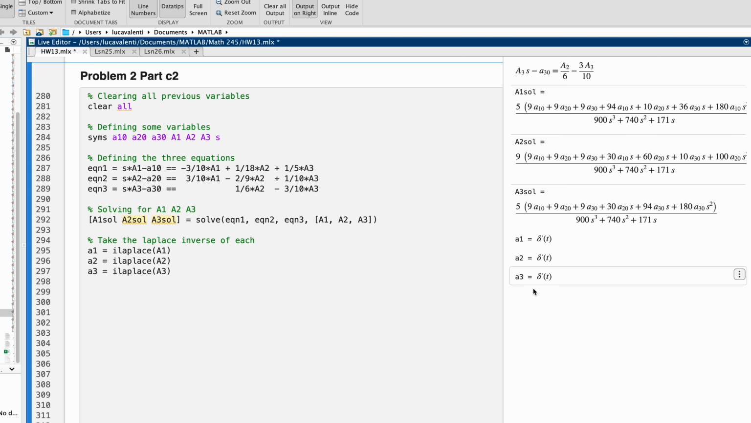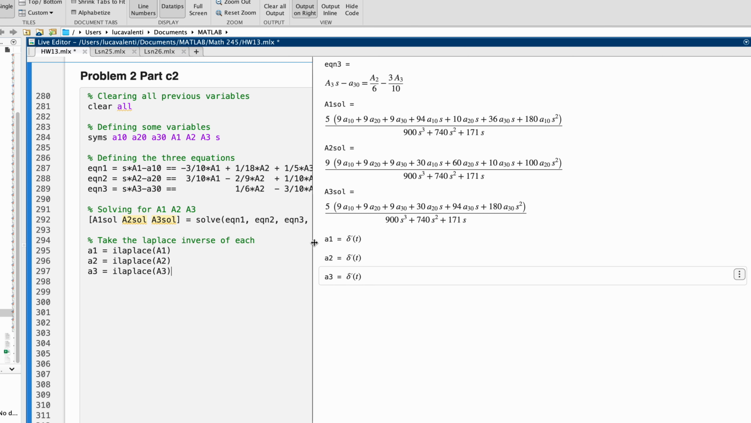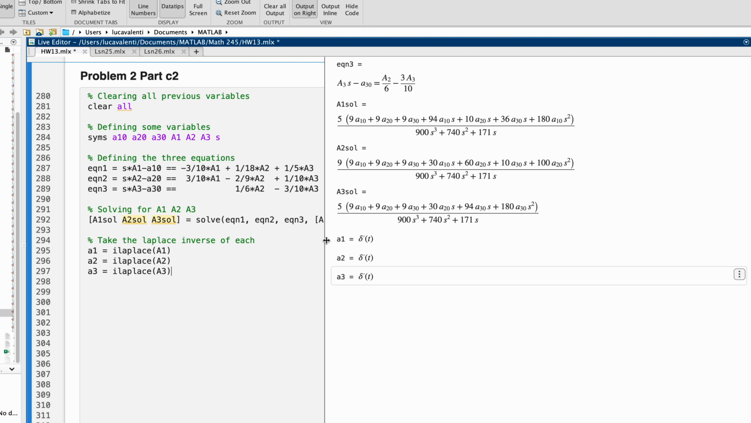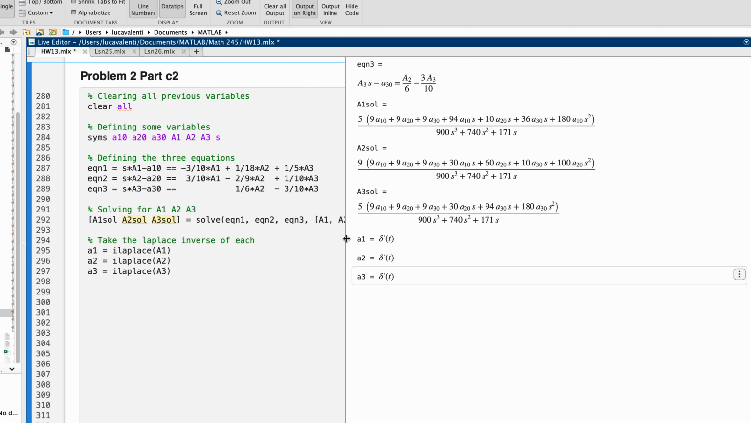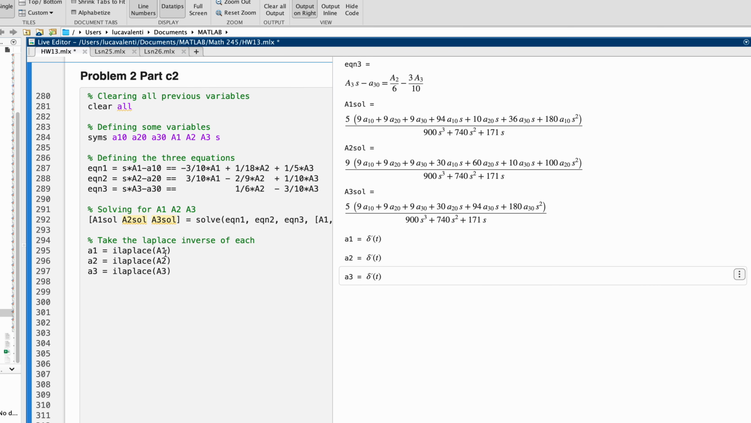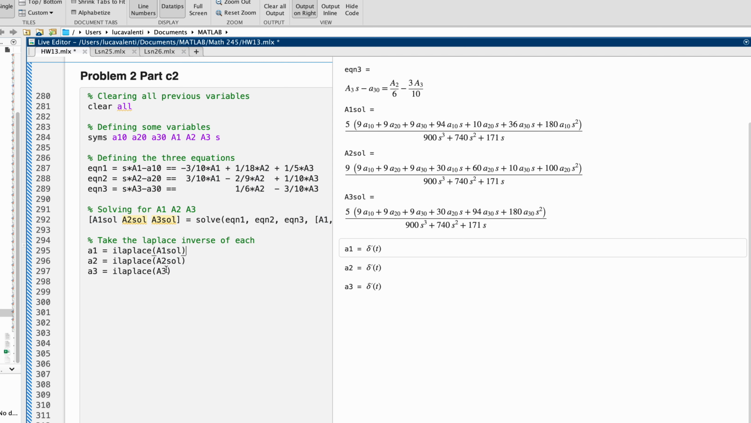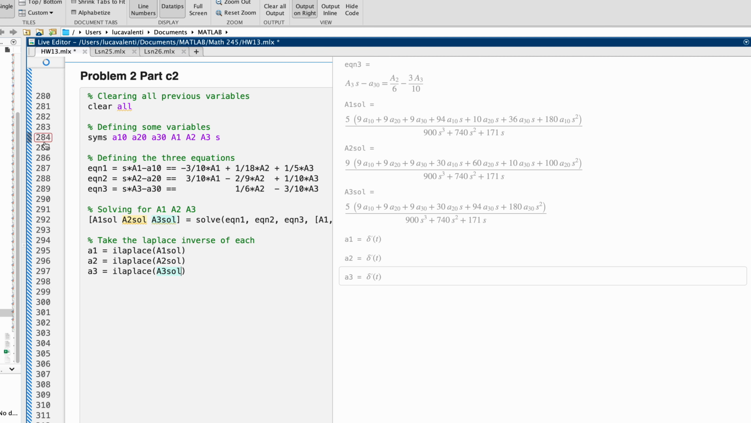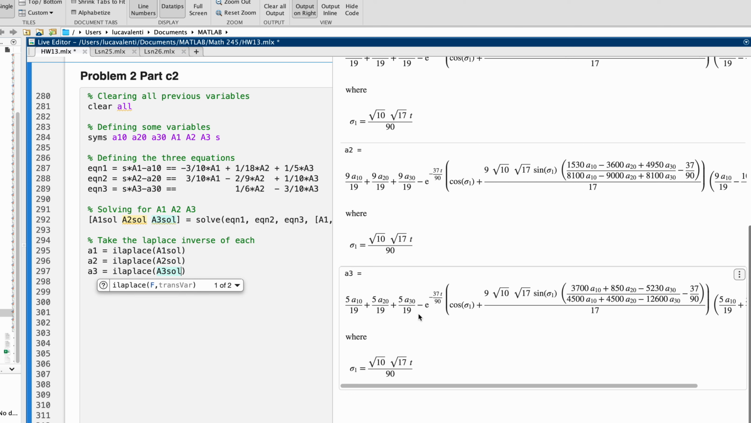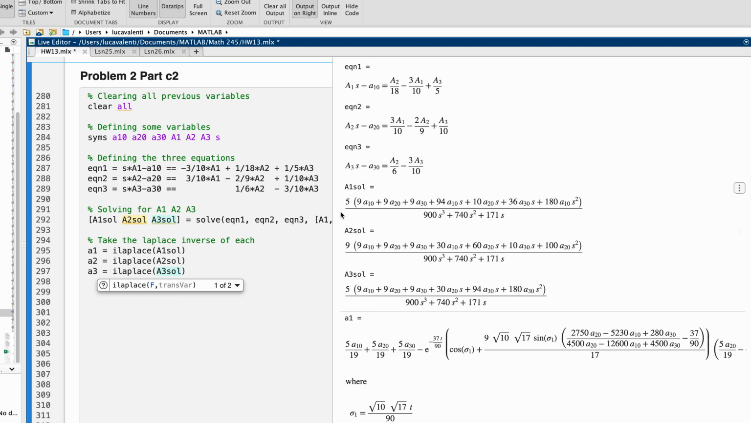And that's interesting. It won't do it. Well, because I wanted to do that to the sol. Sorry. Control Enter again. And the answers are big. We were expecting big answers. But that is it.